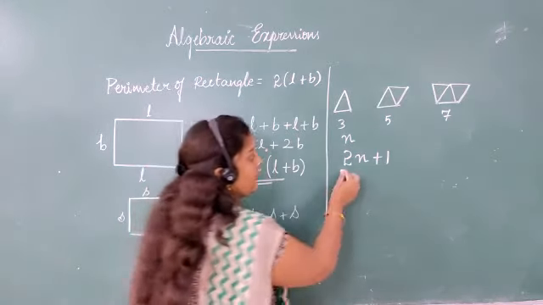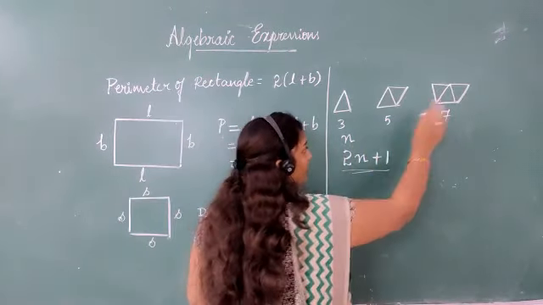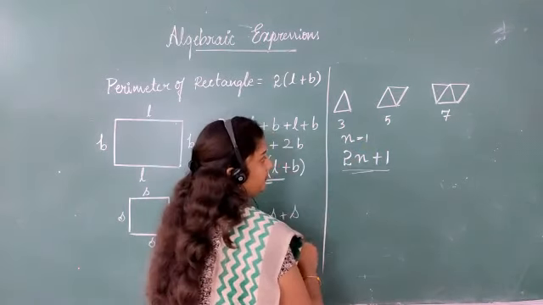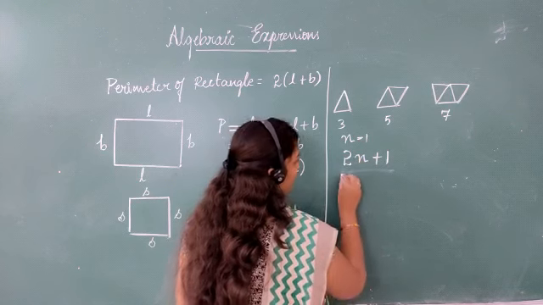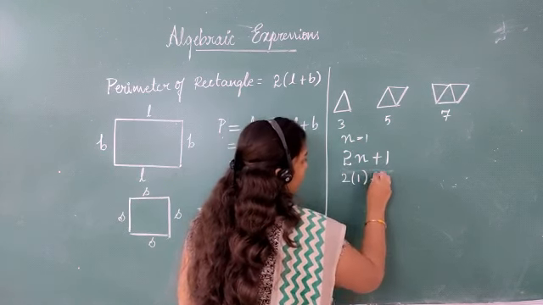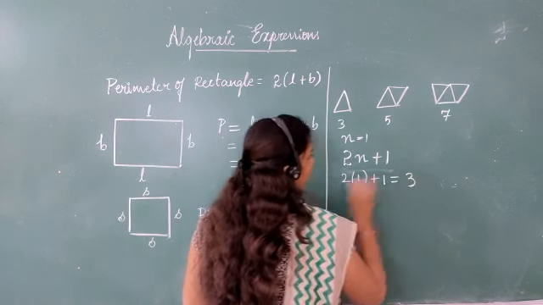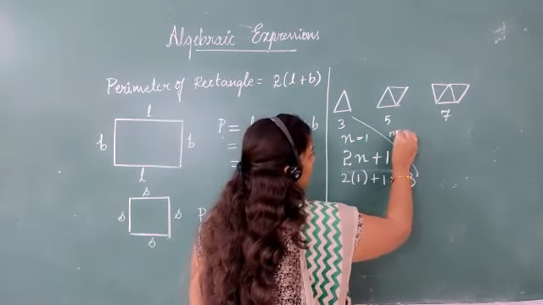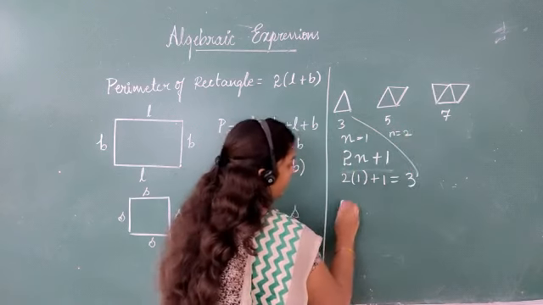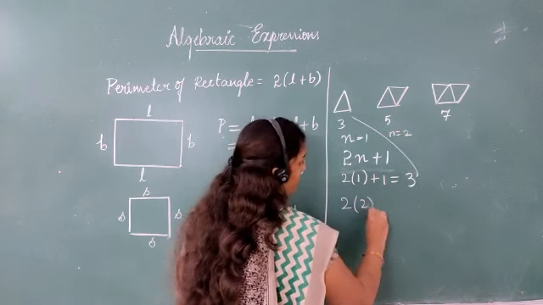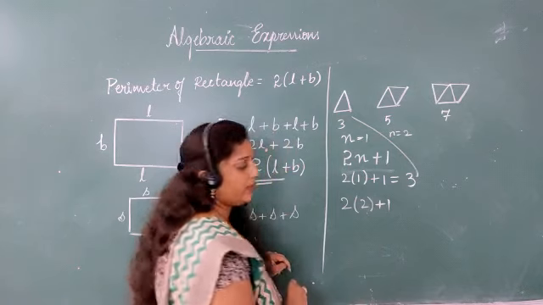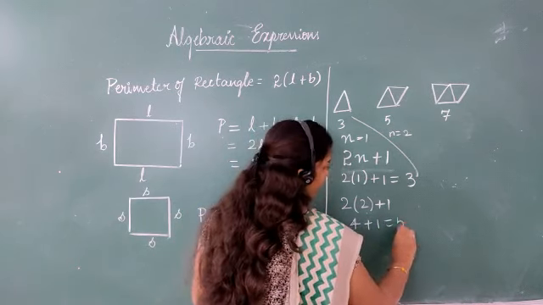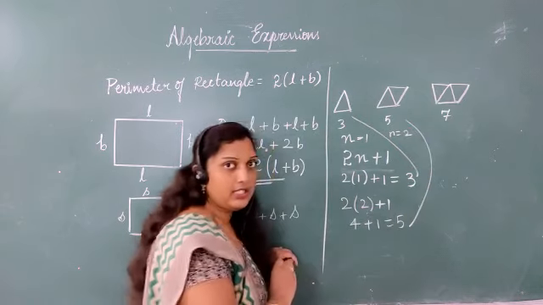See here, this general rule will be applicable to all these triangles. Suppose the number of triangles is 1, substitute the value of n here. 2 into 1 plus 1 gives us 3. So you got this answer, right? Next, here the number of triangles is 2. Apply the same formula. 2 into 2 plus 1. You will get 2 into 2, 4. 4 plus 1 is equal to 5. So this is applicable to this, right?